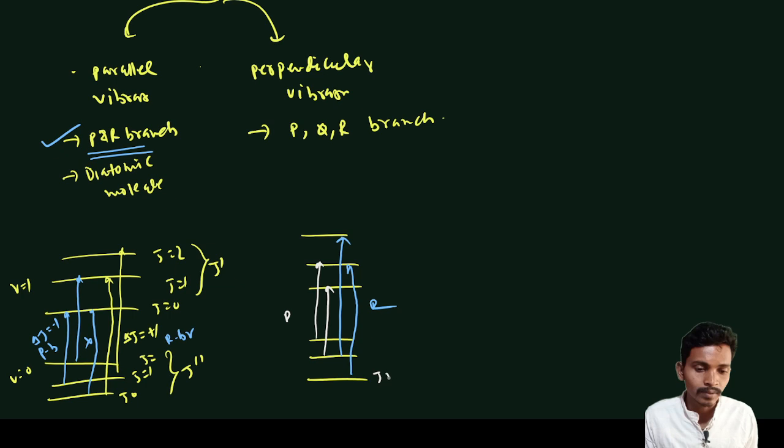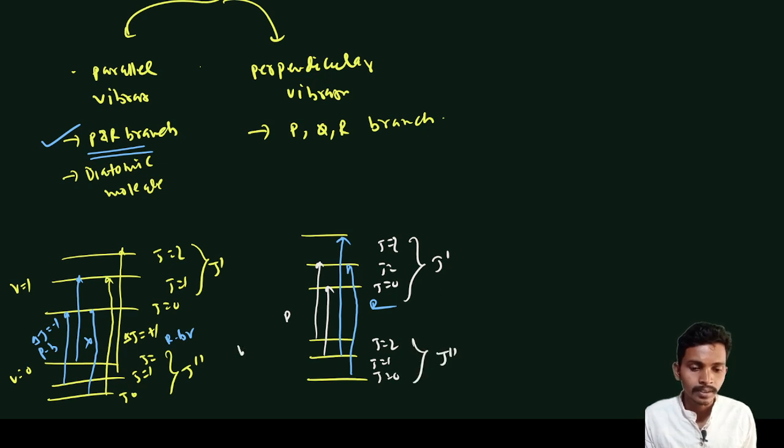This is J equal to 0, J equal to 1, J equal to 2, and this is J equal to 0, J equal to 1, J equal to 2, and this is J dash, and this is J double dash, and this is V equal to 0, this is V equal to 1. So here this is the P branch and this is the R branch. With that, the Q branch is also possible, that is from this to this, and from this to this. So the Q branch is also possible.